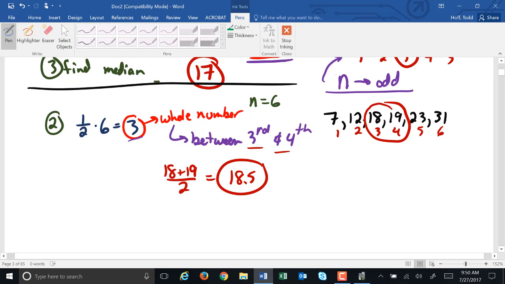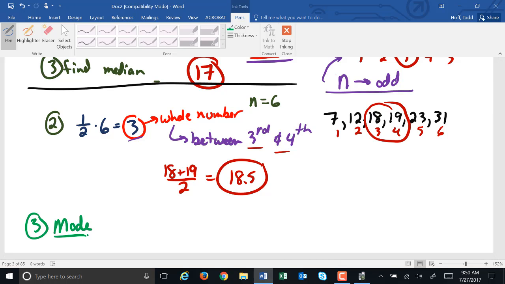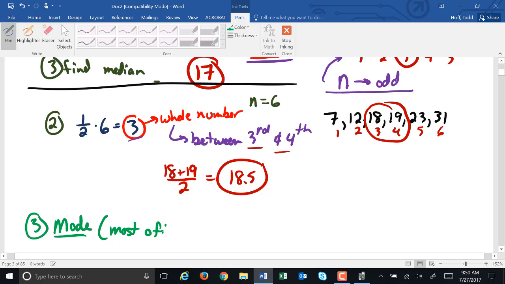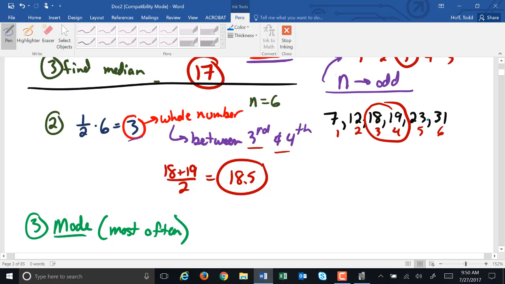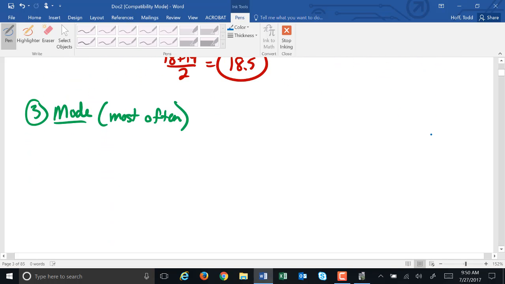The final measure of center, I shouldn't say final, there's a couple other ones we might look at. The final one of what's usually called the big 3 measures of center is the mode. Mode is the item in the list that appears the most often. Now, in my list of numbers here, none of my lists had a number that appeared more than once. So none of them had a mode.